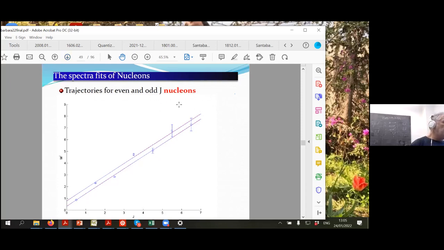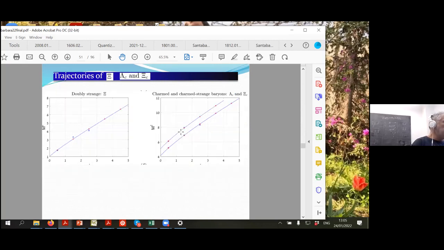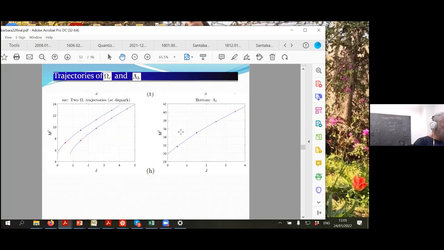For the nucleons itself, there is a feature which is well known in the game, that there are two different intercepts for the even and for the odd angular momenta. So this is for the lambda, and this is for the sigma. I do it very quickly, but you can see that in general the fits are very good.